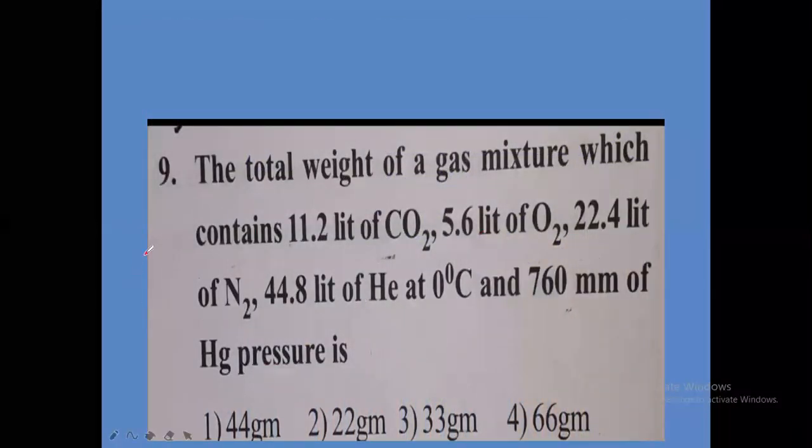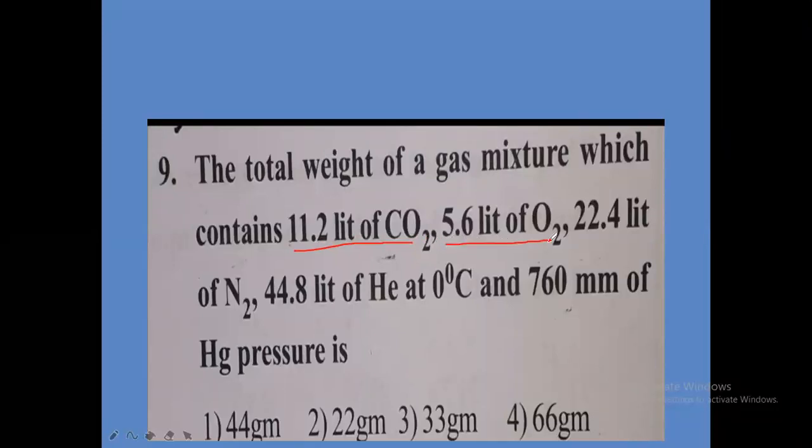Now the next one: the total weight of a gaseous mixture which contains 11.2 liters of CO2. First, what is given? CO2 gas, 11.2 liters. Then 5.6 liters of O2 is given. Now they are asking the weight, which means mass.